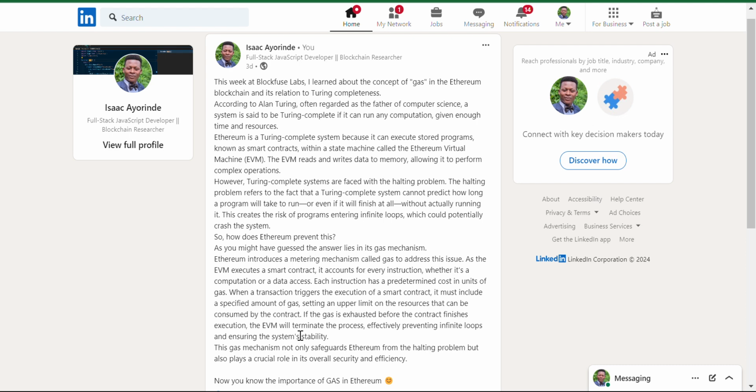Is that clear to us? I believe we have a better understanding of how gas works on the Ethereum blockchain. So the reason the gas mechanism was introduced is to address the halting problem.